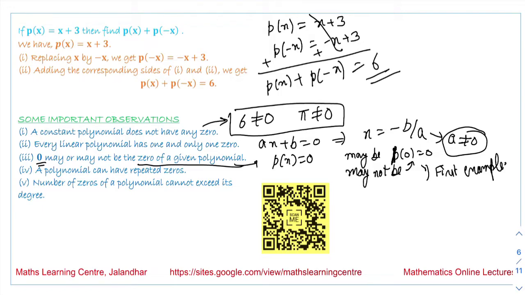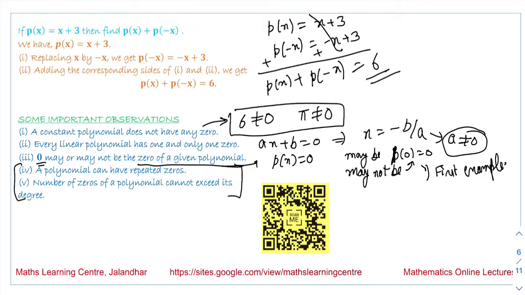Next, a polynomial can have repeated roots. If we have a given polynomial, it can have repeated roots. Repeated root means the same root may occur 2 times. This will be more clear to you in your next classes. And the next property is that the number of zeros of a polynomial cannot exceed its degree. These two properties are just for your information, and they will be clear to you as we move ahead.